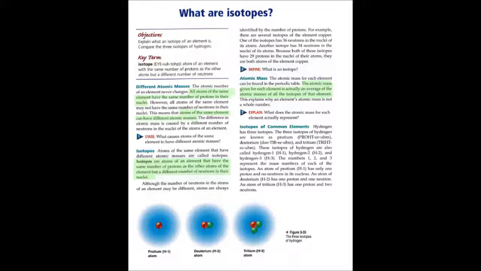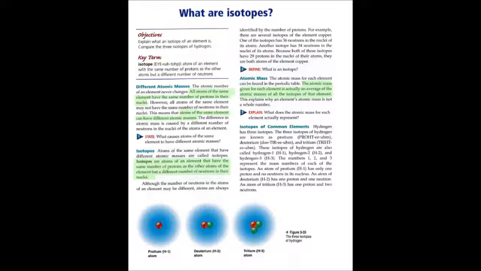Different atomic masses. The atomic number of an element never changes. All atoms of the same element have the same number of protons in their nuclei. However, all atoms of the same element may not have the same number of neutrons in their nuclei. This means that atoms of the same element can have different atomic masses. The difference in atomic mass is caused by a different number of neutrons in the nuclei of the atoms of an element.